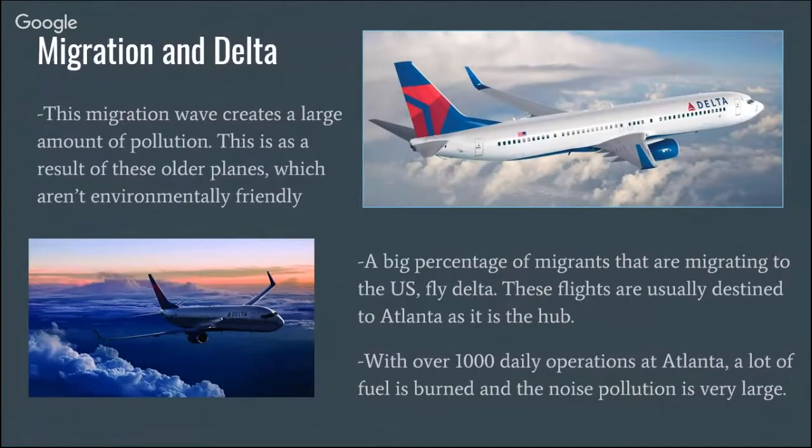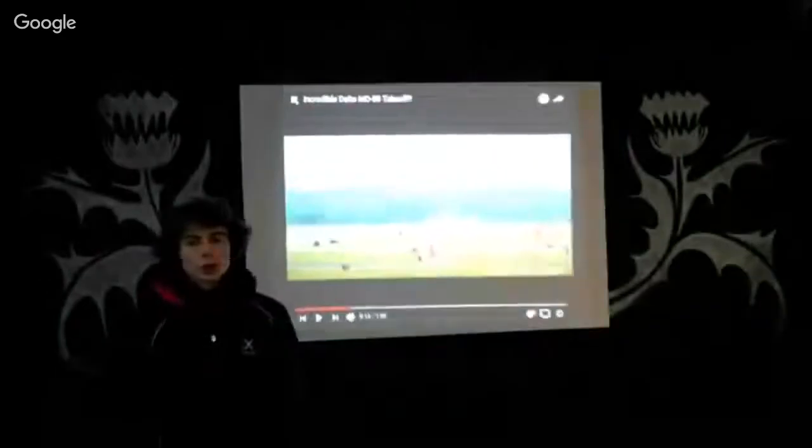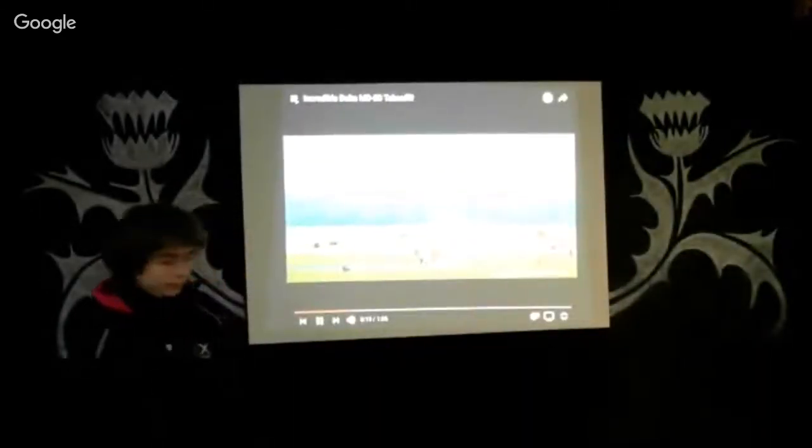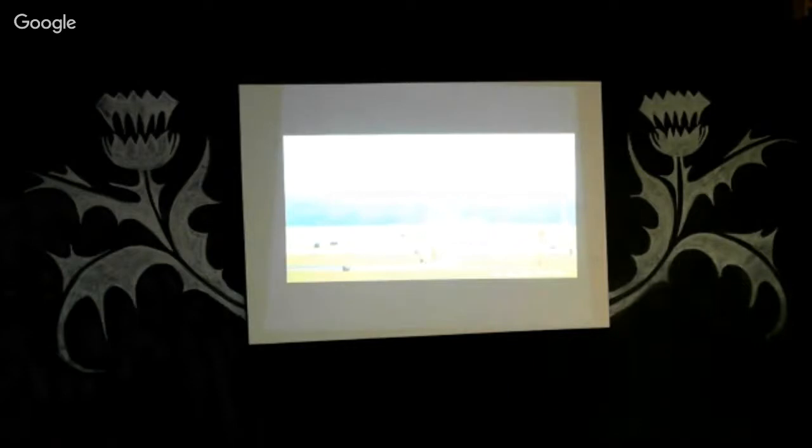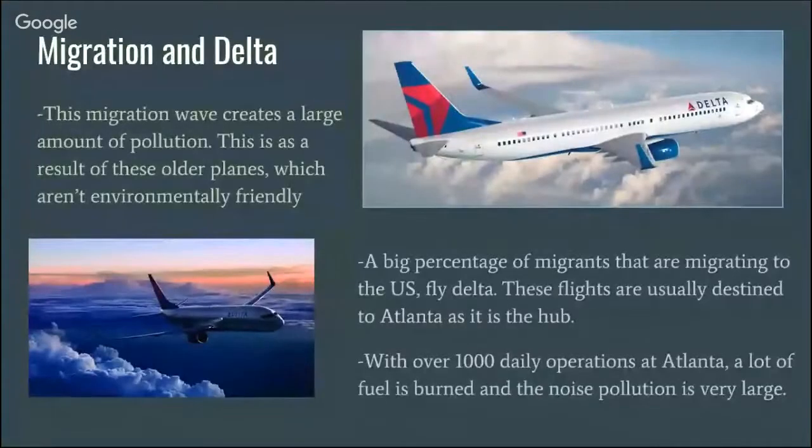We're going to show a video of an MD-80, which is an airplane that Delta uses regularly and daily, which burns a lot of fuel and produces a lot of noise. There the airplane is taking off, and as you may hear, it is producing a lot of noise, more than the airplanes that are newer. And if you can see, there's a lot of dust left behind, as these engines burn a lot of fuel and pollute a lot.